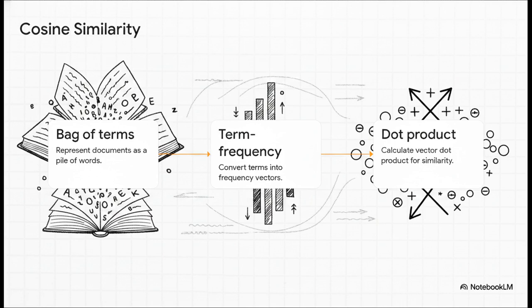Step 2, it converts these into term frequency vectors, essentially just counting up exactly how many times each specific word appears. And step 3, it calculates the vector dot product. Mathematically, this evaluates how frequently those exact words overlap between the two books, giving us a highly accurate similarity score, totally regardless of how long the actual books are.